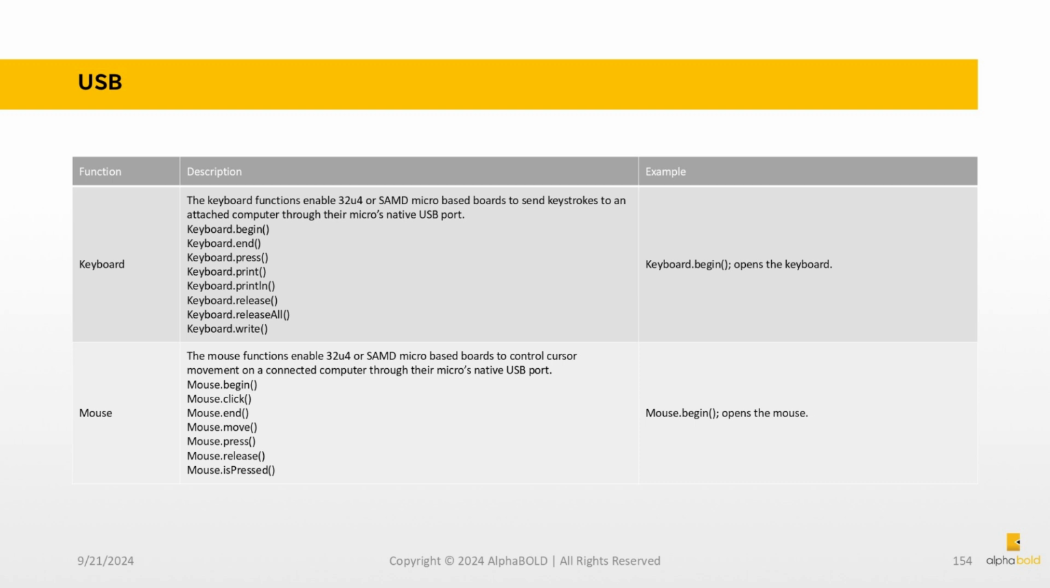USB functionality allows certain Arduino boards, specifically those based on the 32U4 and SAMD microcontrollers, to emulate USB devices like keyboards and mice. The Keyboard library provides functions to send keystrokes to a connected computer, including Keyboard.begin, Keyboard.print, Keyboard.press, and Keyboard.release. Similarly, the Mouse library offers functions to control the mouse cursor, such as Mouse.begin, Mouse.move, Mouse.click, Mouse.press, and Mouse.release. These libraries enable creating projects that interact with the computer as a human interface device, HID.